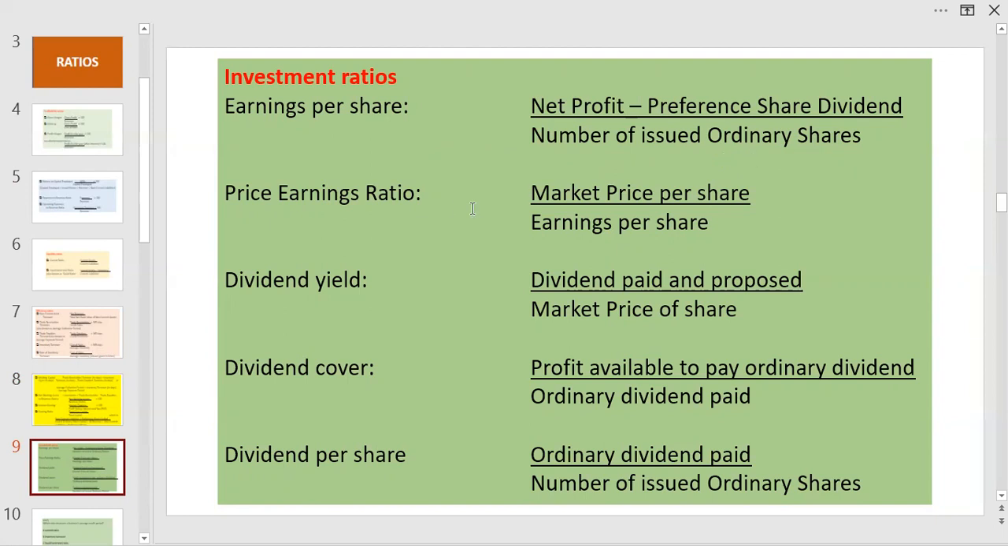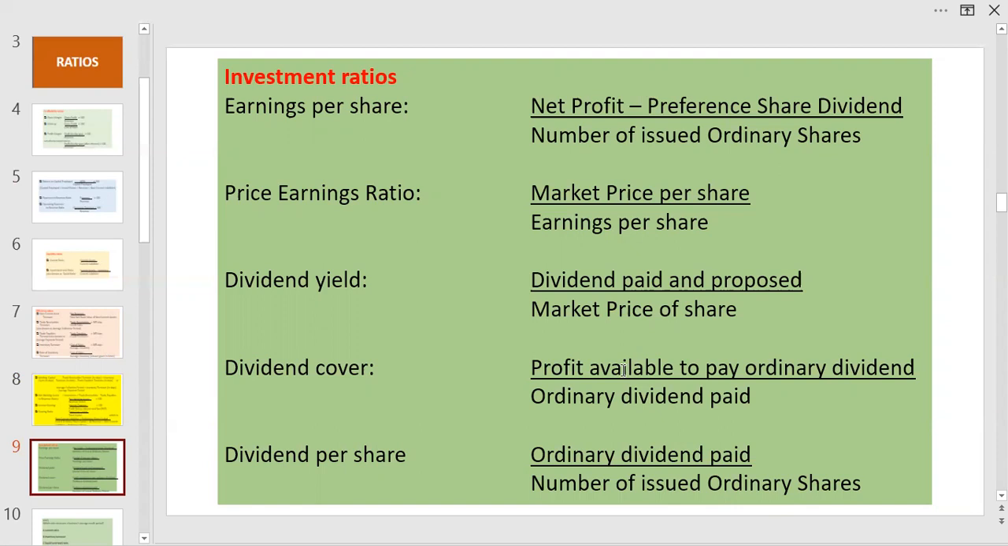Next, price earning ratio is market price per share divided by earnings per share, which we worked previously. May indicate how many years it might take for them to recover the investment by way of dividends. Next is dividend yield ratio, dividend paid and proposed divided by market price per share. Organization will give the dividend as a percentage of issued share capital, but here we are talking about market price, which can be totally different.